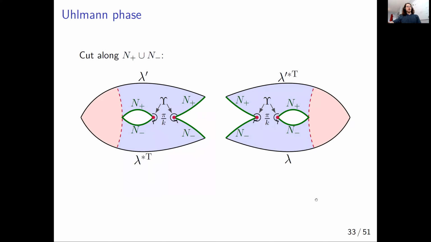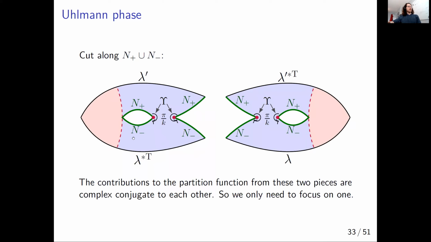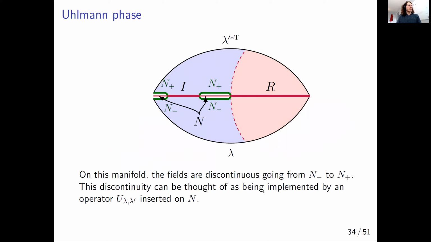So actually the contributions to the partition function from these 2 pieces are complex conjugate to each other. So we really only need to focus on one of them. So let's take the one on the right. And I've now drawn in the asymptotic region R and the island I. And it will turn out that this island I is exactly the same one that plays a role in the island formula.